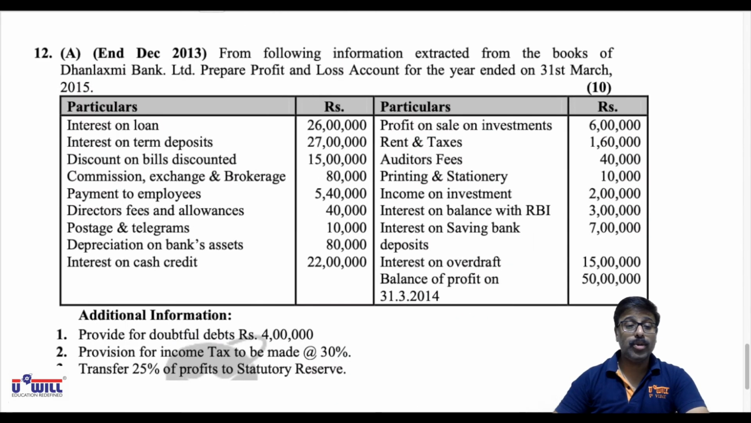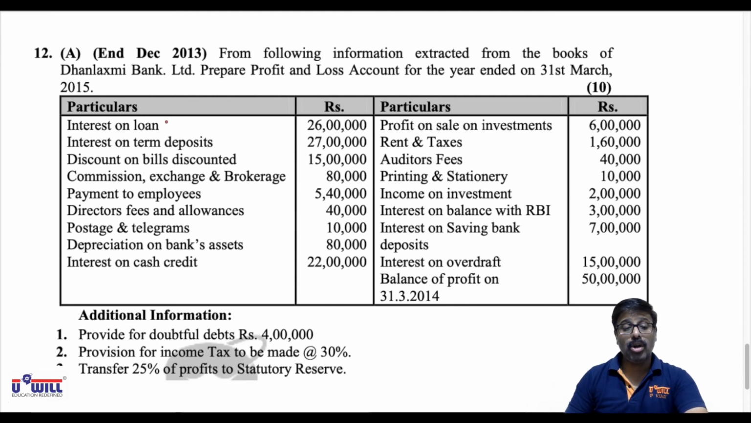So now all of you look at question number 12a. You all are supposed to try it on your own, and the answers of that will be available in the You Will Learn app. From the following information extracted from the books of Dhanlakshmi Bank Limited, prepare profit and loss account for the year ended on 31st March 2015.